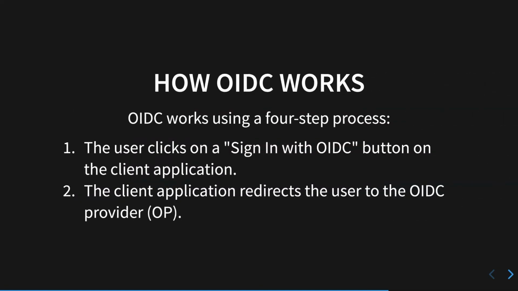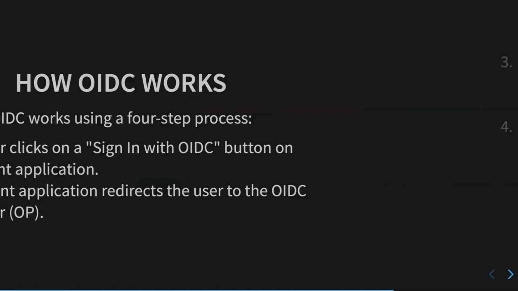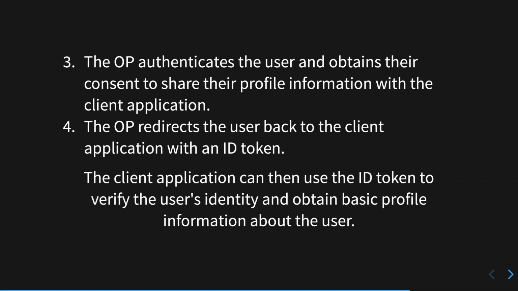So this is what the basic OIDC flow looks like. When the user clicks on sign in to OIDC, it can be any text; in our GitLab case, it will be sign in to OIDC. When we click on that button, it will redirect to the identity provider, here the OpenID provider. The OpenID provider authenticates the user and obtains their consent, and there is a consent mechanism just like the auth mechanism. It will share the profile information with the client application, and then redirect back to the client application with the ID token.